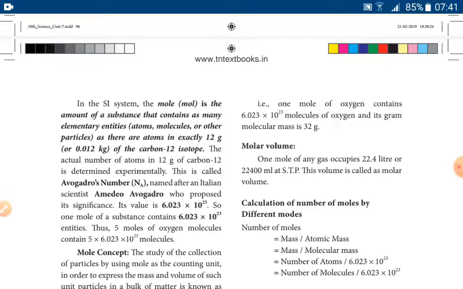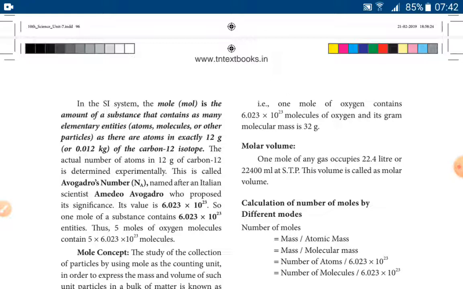So the number of particles present in exactly 12 gram of carbon-12 isotope is called a mole, and it is experimentally determined. That is also called the Avogadro number, Na. This name is given to honor the scientist Amedeo Avogadro, because he proposed the significance of the mole concept. The value of the Avogadro number is 6.023 into 10 power 23.